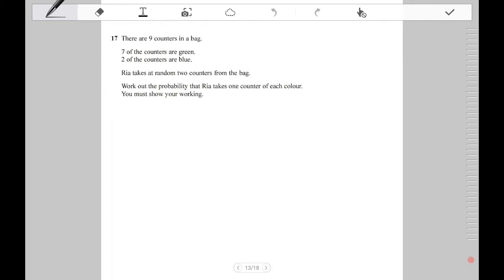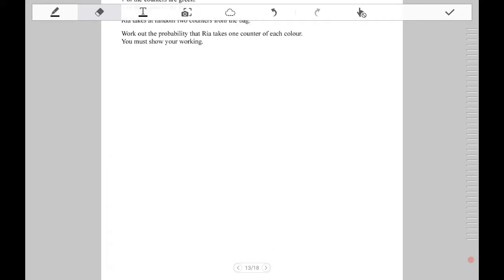Okay, so notice the question says work out the probability that Ria takes 1 counter of each color. It doesn't say that she replaces each time she takes a counter, and that's a crucial part of your calculation. So again, you can draw a probability tree diagram, which is as follows. So let's give ourselves some more space. Perhaps let's do it here.